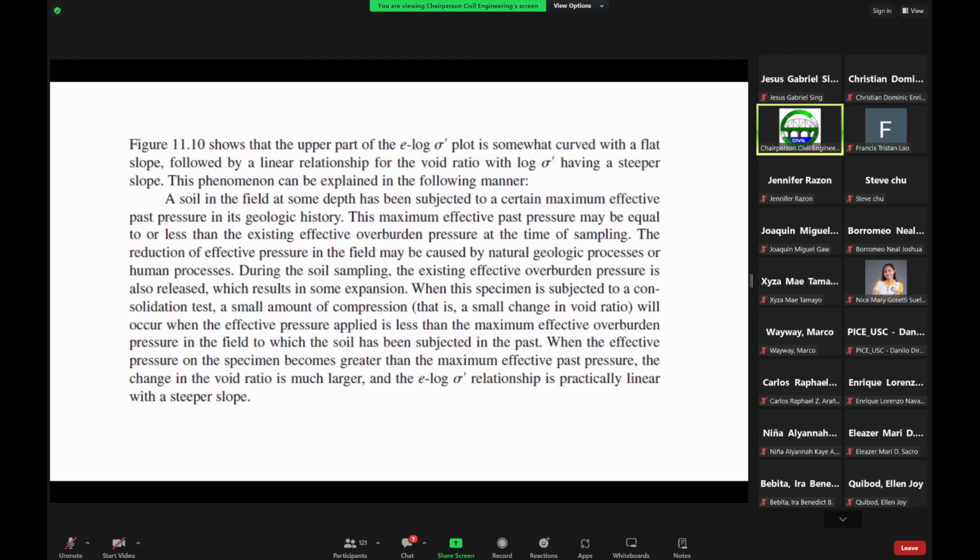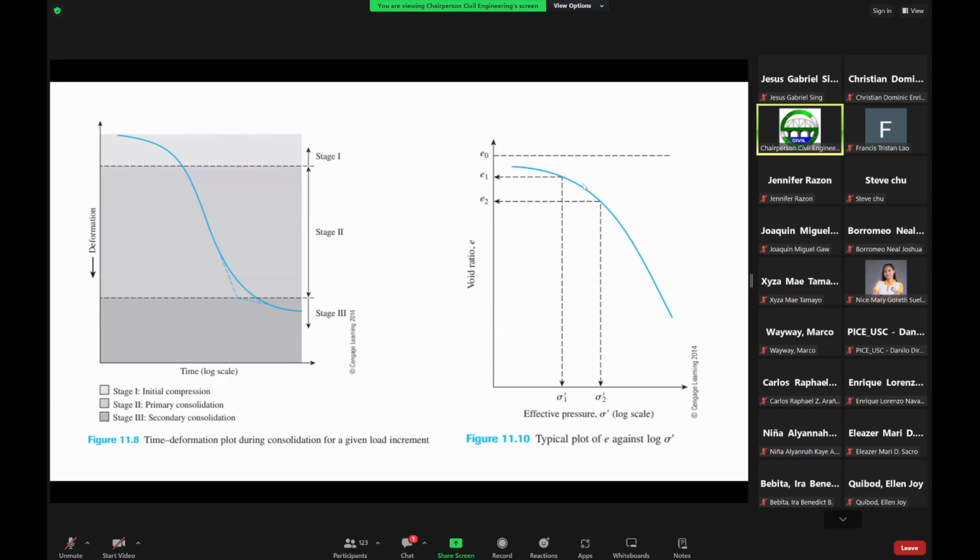Now, when this specimen is subjected to a consolidation test, a small amount of compression, that is a small change in the void ratio, will occur when the effective pressure applied is less than the maximum effective overburden pressure in the field to which the soil has been subjected in the past. So thus we have this behavior here. That's the reason for this behavior. You only have a minimal change in the void ratio.